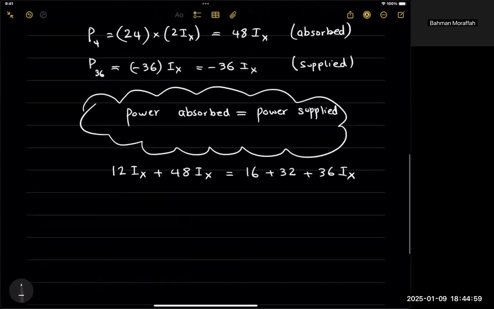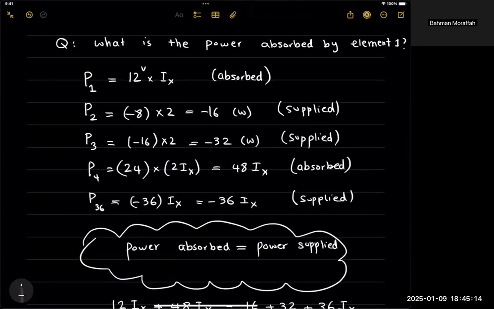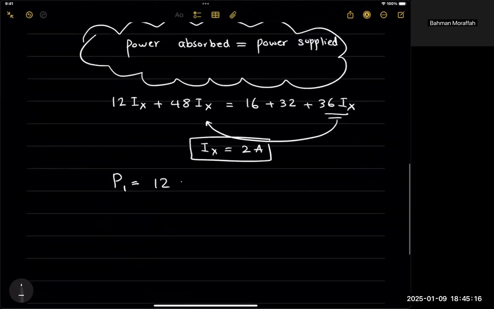Well, this is a very simple equation. I can basically take this term to this side and solve for Ix. It turns out Ix is 2 amps. Now that I have Ix, I can compute P1. I know P1 here is 12 times Ix, so it's 12 times 2, which is 24 watts. And since the sign here is positive, it means it's absorbing, right?